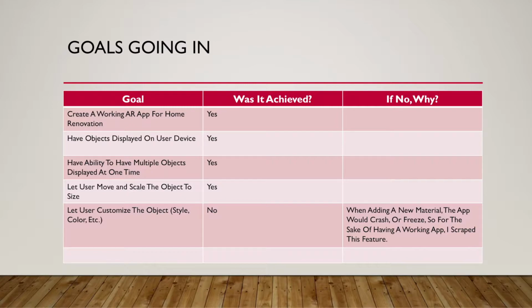Finally, I wanted to let the user be able to customize the object, such as changing the style or color. For example, if you were putting a couch, you could change it between a leather couch or if you wanted it to be some color material. But sadly, I was not able to achieve that. Little background on why was just whenever I was adding the material, it would work on the SDK, but whenever I would try to run the app on my phone, it would crash or freeze. So for the sake of having a working application, which was the main goal, I ended up scrapping this feature.